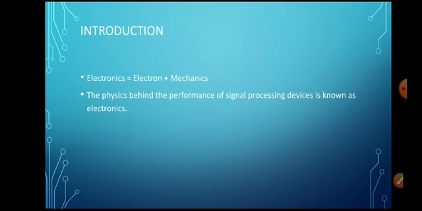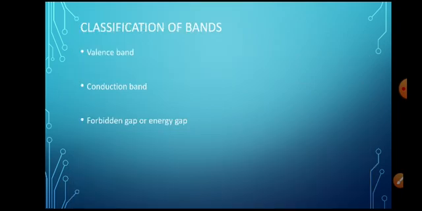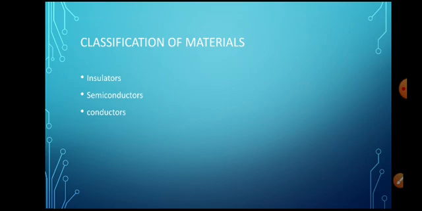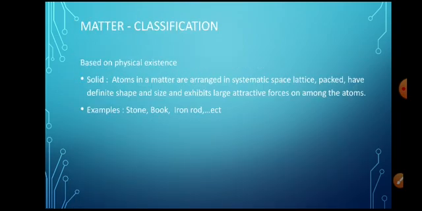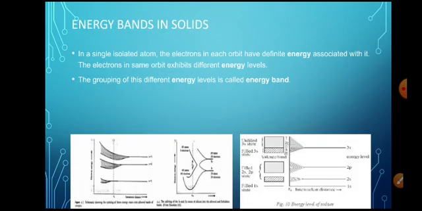Simple excitation by light, heat, or a small applied voltage can change the number of mobile carriers in semiconductors. Matter is classified into insulators, semiconductors, and conductors. Before studying the basics of electronics, here we have solids, which are a fundamental state where the molecules are closely packed and the intermolecular distance is very small.